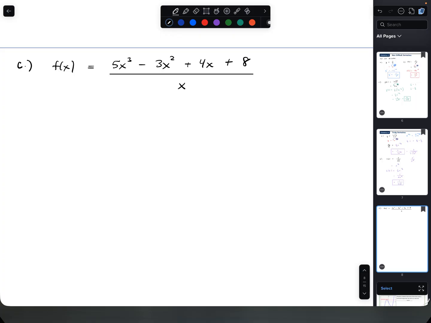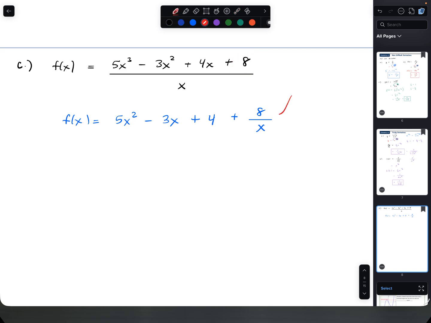Okay, so kind of like the last example, you have a function on top, a function on the bottom, and you're dividing. This is not the derivative of all this divided by the derivative of this. So because there's one term on the bottom, what I could do is just divide each term individually by x first and then take the derivative. So f of x is going to be the same thing as, if I take 5x cubed and divide by x, it'll be 5x squared minus the next term divided by x would just be negative 3x plus 4 plus 8 over x. Nothing cancels because there's no x here.